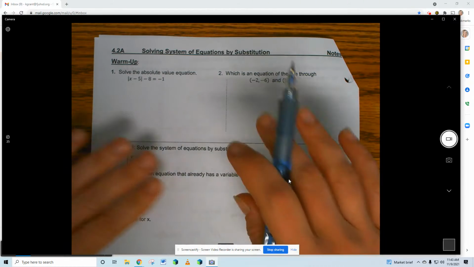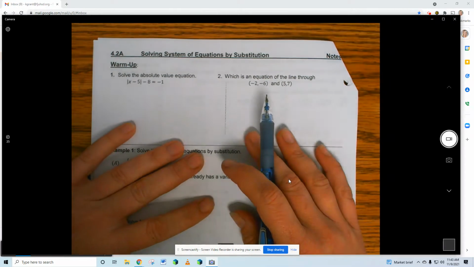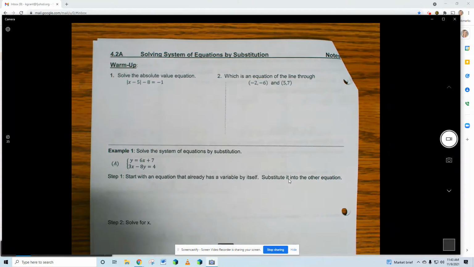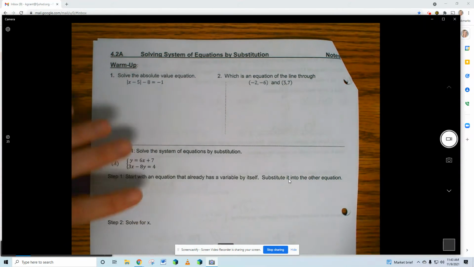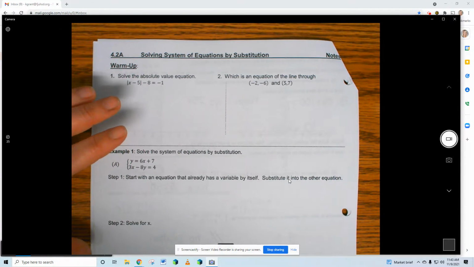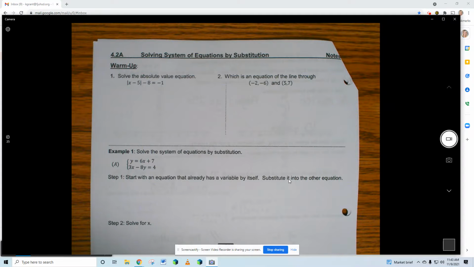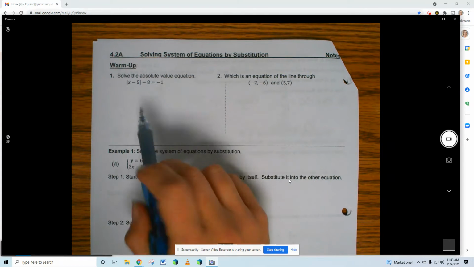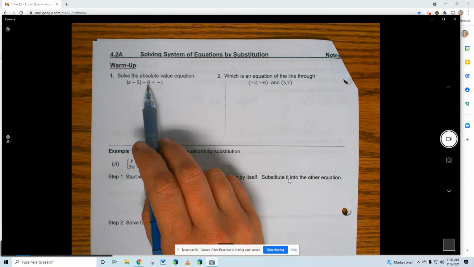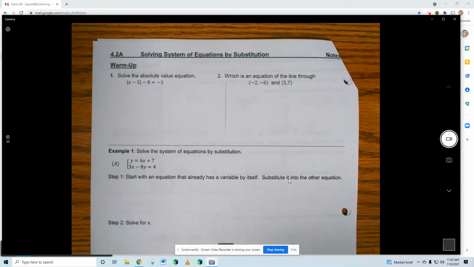So before we get into that, let's do our warm-ups because I want to make sure you have not forgotten these things. Absolute value. I need to solve, but it's absolute value. So what should I begin with? Not yet. We make 2 in just a second. What do I do first? Because I need to isolate the absolute value sign.